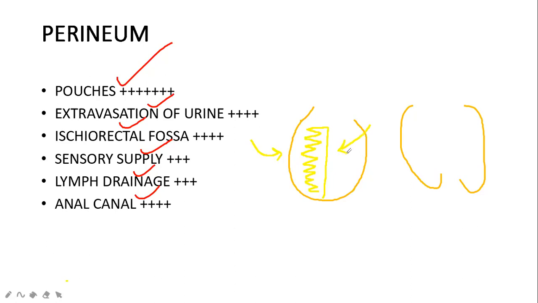Then the posterior part is supplied by the posterior cutaneous nerve of the thigh. So remember, anteriorly we have supply from the pudendal nerve and the ilioinguinal nerve.